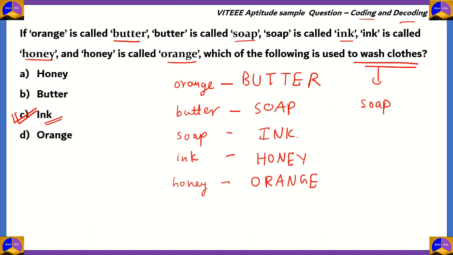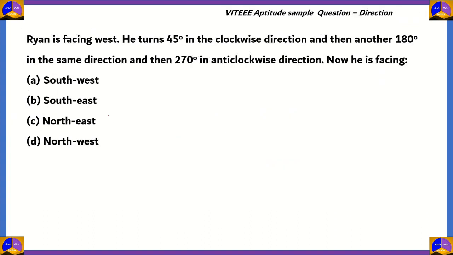Now, if you were to look at the other options, option A, the word honey would mean that ink was used to wash clothes, which we know is not correct. The word butter would mean that an orange was used to wash clothes, which is incorrect. And the word orange would mean that honey was used to wash clothes, which again would be incorrect because we use soap to wash clothes. That means ink had to be the correct option. So option C is the correct option.